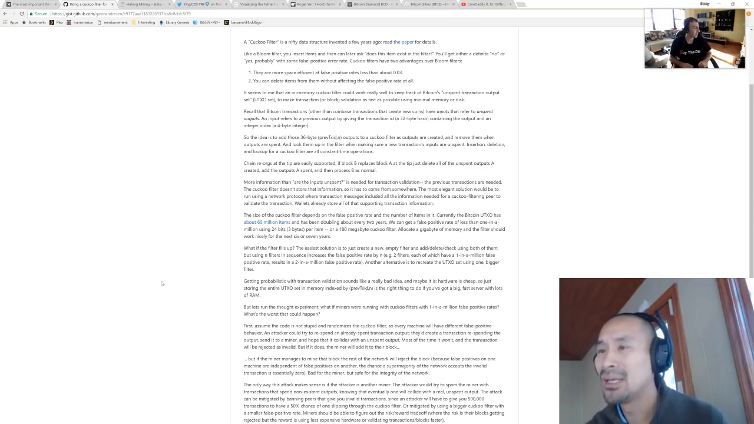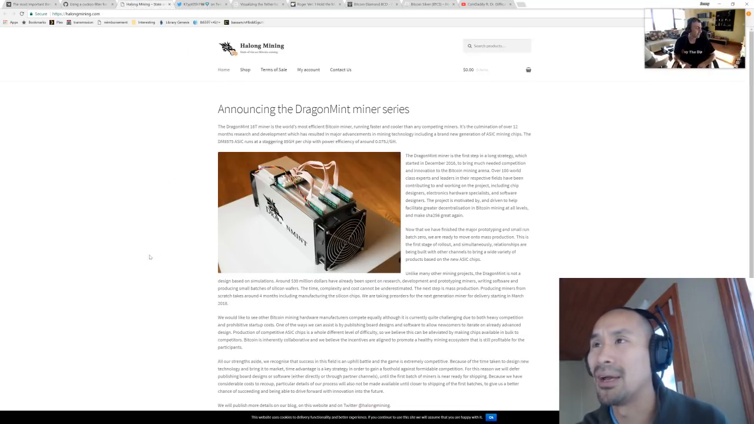I don't know if Gavin's implementation that he's proposing here is necessarily better than what we have with Bloom filters and stuff, but it's a good idea in the sense that if you can reduce the memory requirements for a node, that could be a good thing. Anyway, that's something to keep an eye on.